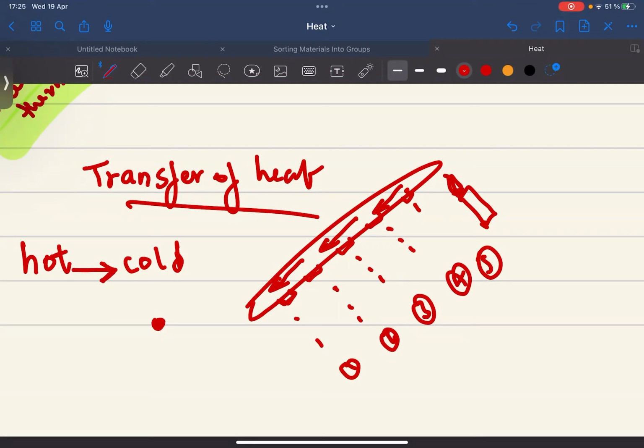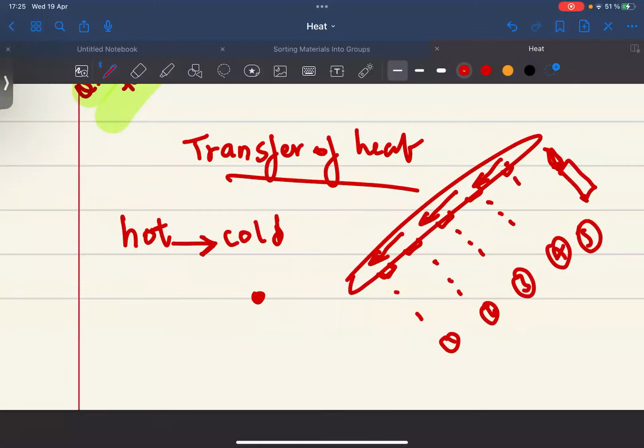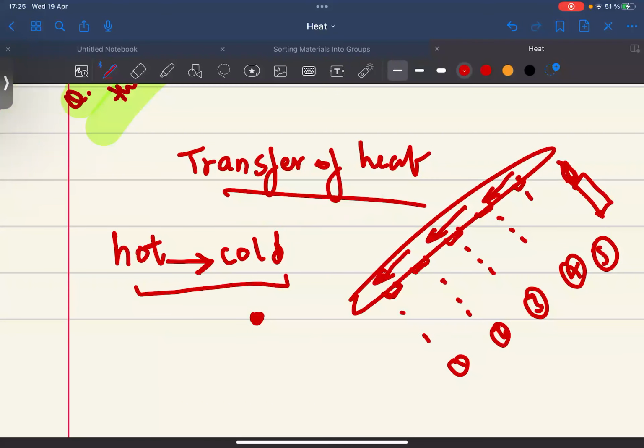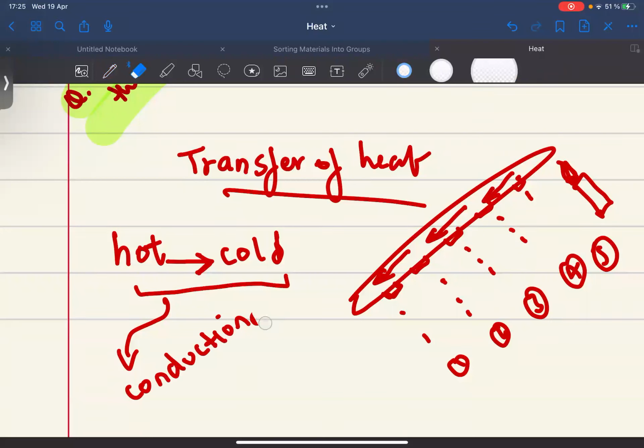Okay, so the process by which heat is transferred from the hotter end to the colder end is known as conduction. That's why you say good conductor and bad conductor. It allows you to conduct the flow. So this is known as conduction. In solids, generally heat will be transferred by the process of conduction.